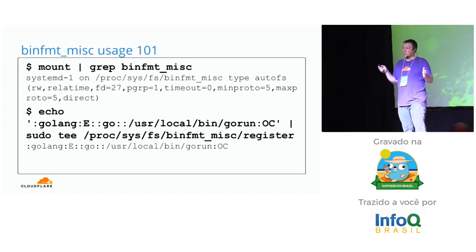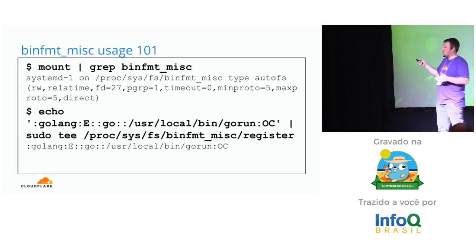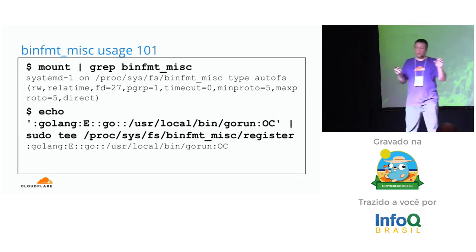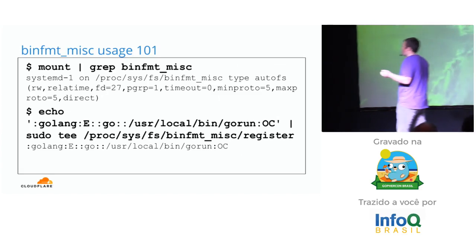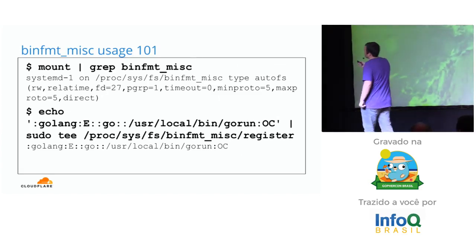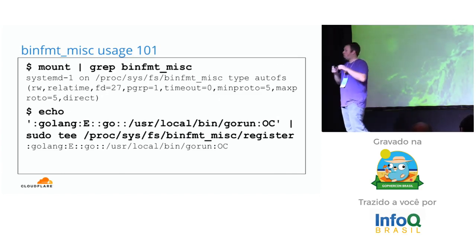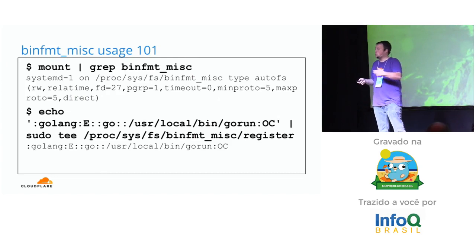And here is an example of how to ask that module to interpret your Go files. The string contains several segments separated by colons. The first segment, golang, is basically your tag, your custom name, how you want to name your extension. The second, large E, means we want to tell the operating system to specify files by extension rather than the file header. And the third segment, go, just tells which extension it is.